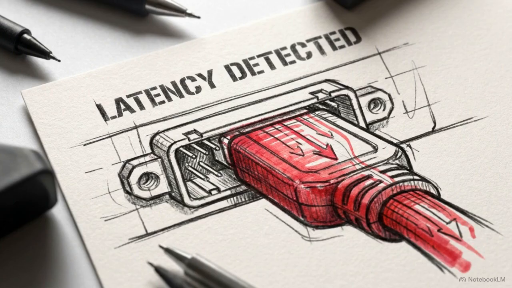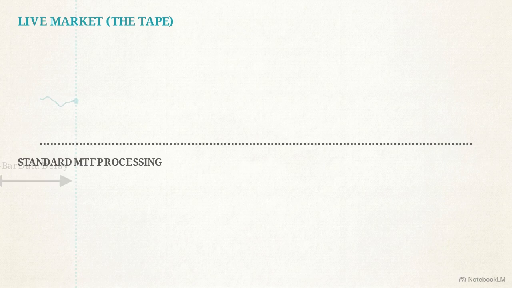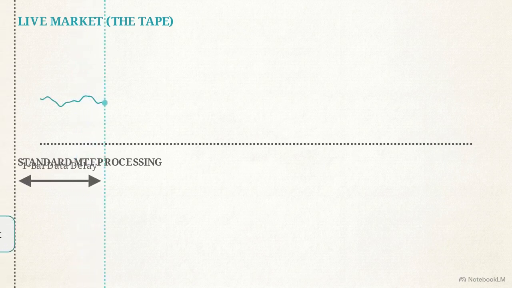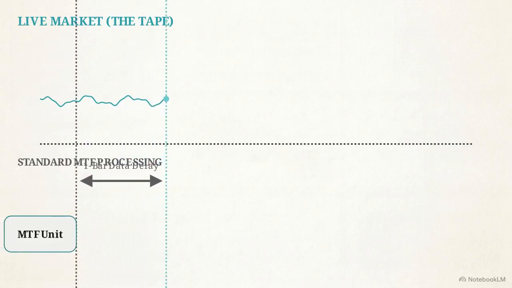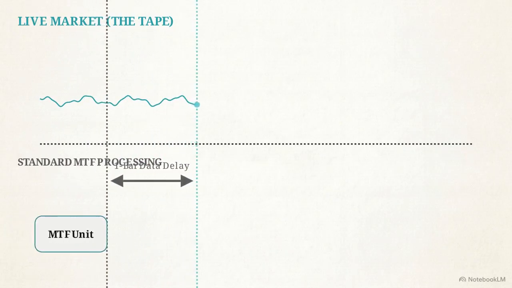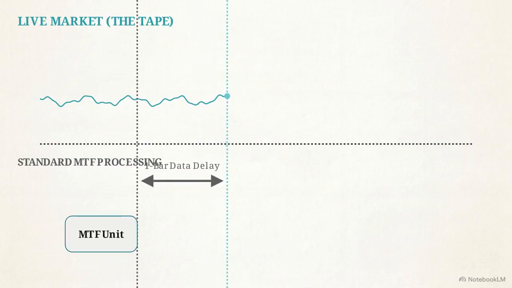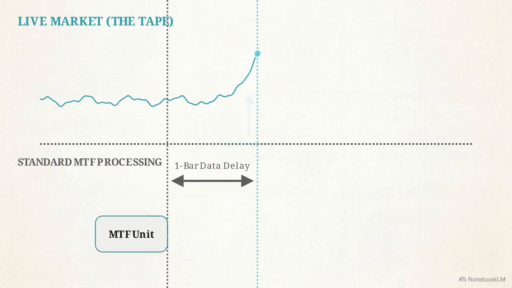The primary failure point in standard cross-timeframe trading systems is an inherent one-bar transmission lag. This animated timeline diagram shows exactly how this delay functions. The top line represents a live price ticker moving ahead on the tape, while the standard data processing unit on the bottom is forced to analyze historical, closed-bar data, leaving it stuck one full timeframe unit behind.